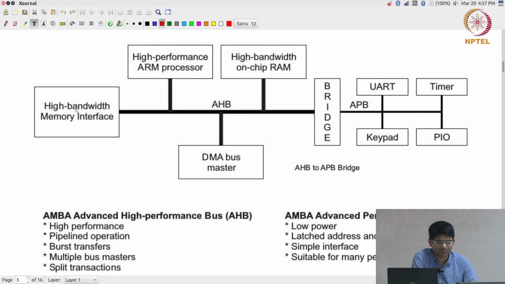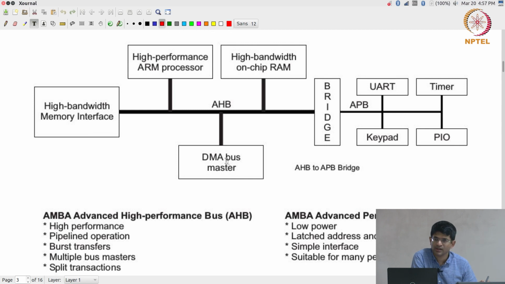So the high bandwidth memory interface goes off chip to DRAM, which is typically megabytes or hundreds of megabytes, whereas the on chip RAM is typically in the kilobytes range. And of course we have something called the DMA bus master. DMA is direct memory access.